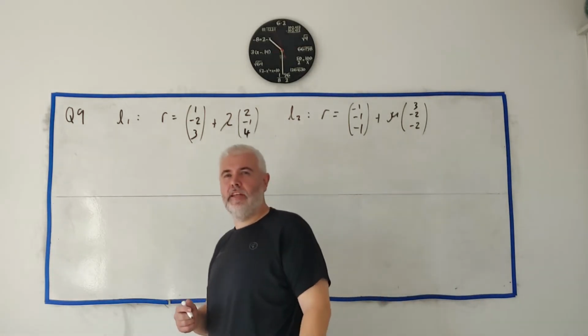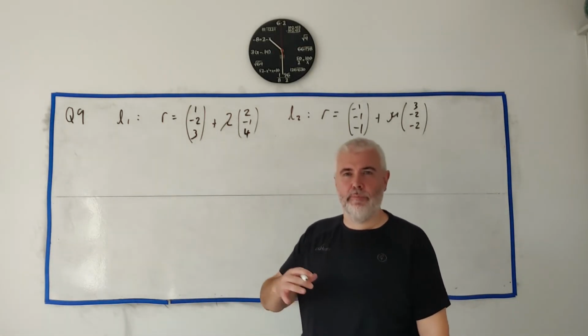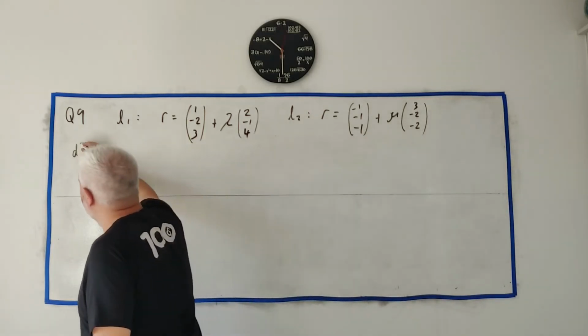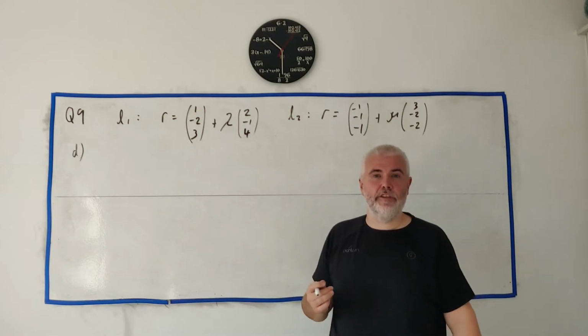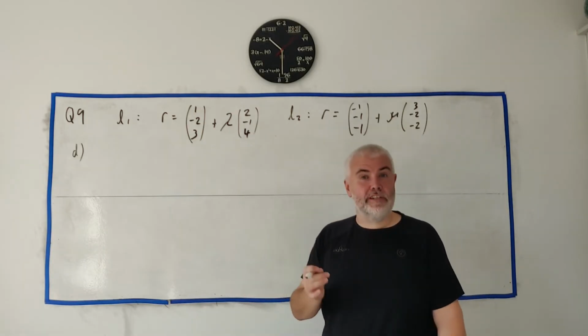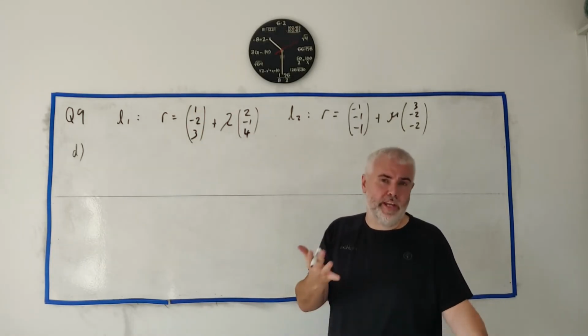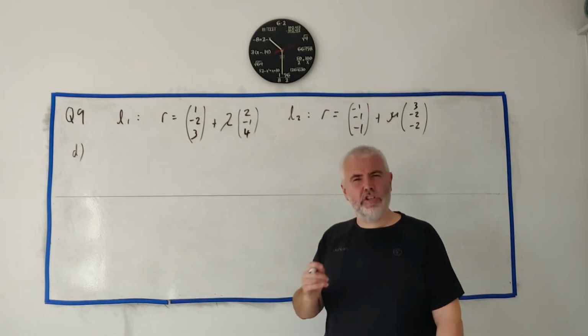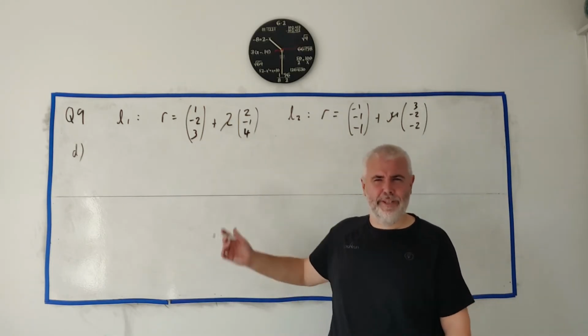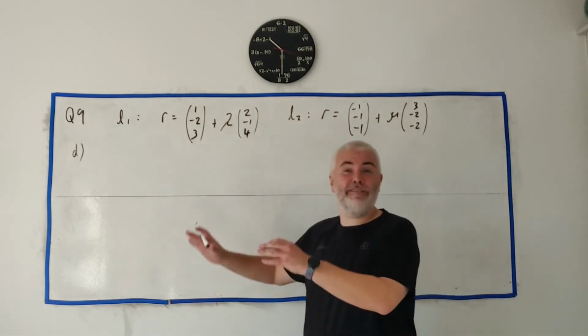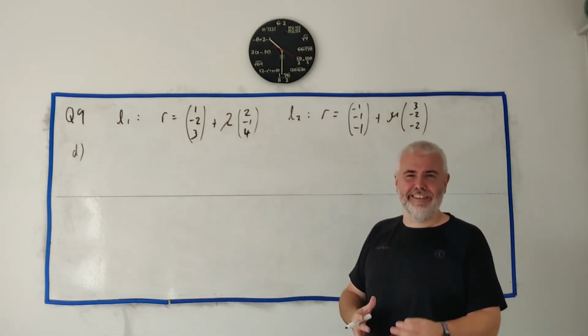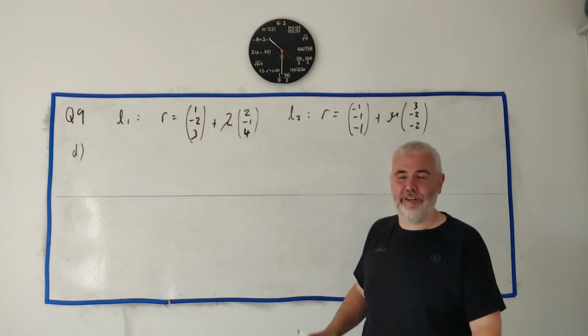Okay, in part D, they tell us that there's a point B that's the reflection through the line L2 of the position vector A, of the point A. There's only 2 marks for this question, but I think it's a bit difficult, so I don't know if I'm doing it some silly way. So have a look what I do. Let me know if you think, oh, that was a bit stupid, I could have done it shorter.